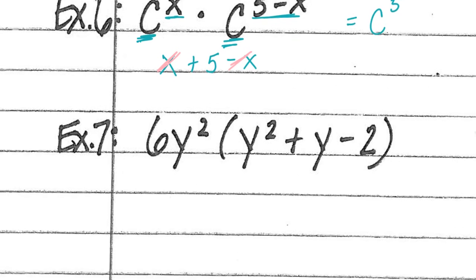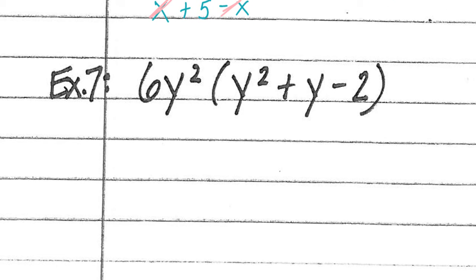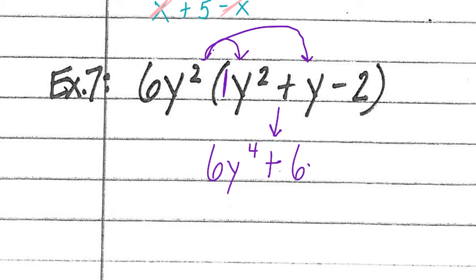The last one we're going to go over, it gets confusing because you have to multiply and add, although you're multiplying. So remember, I'm going to take 6y squared times y squared, which is 6y to the fourth, because this is just the number 1, plus 6y squared times y is 6y to the third, minus 6y squared times negative 2 is a negative 12y squared.